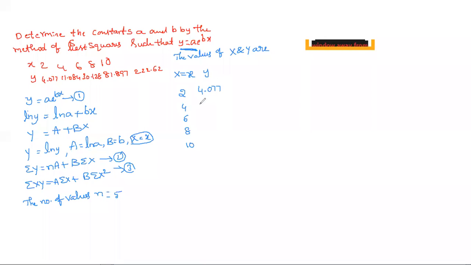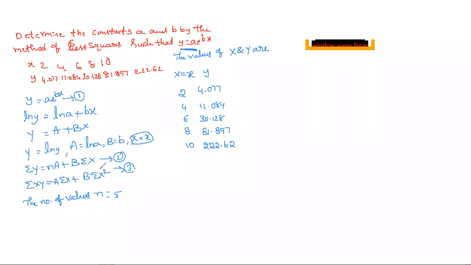4.077, and next 11.084, and next 30.128, and next one 81.897, and next one 222.62. So this is small y.